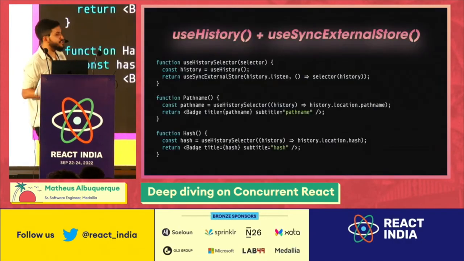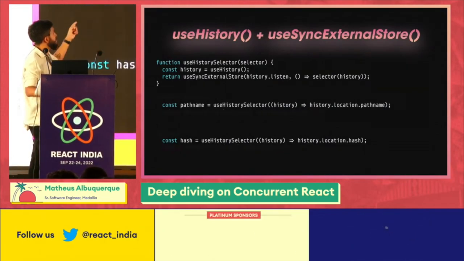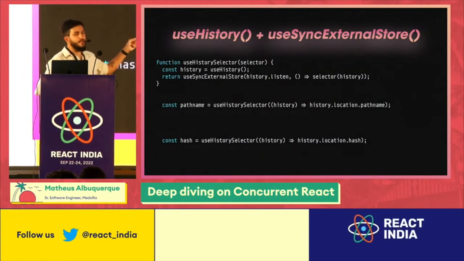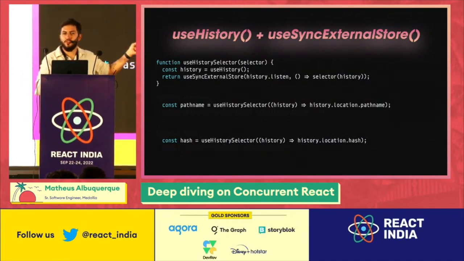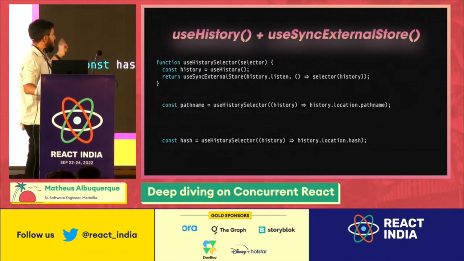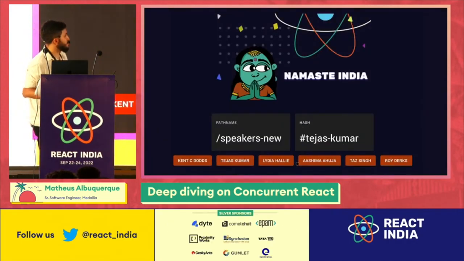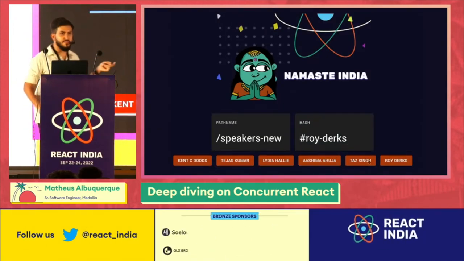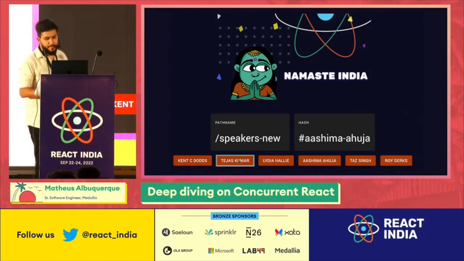We could change that by using, instead of that one, useHistory and useSyncExternalStore. Now we can create our own selectors inside the history object. And with that, we can see the results. Now only the hash component is re-rendering, as it is supposed to. So no re-renders in the pathname.